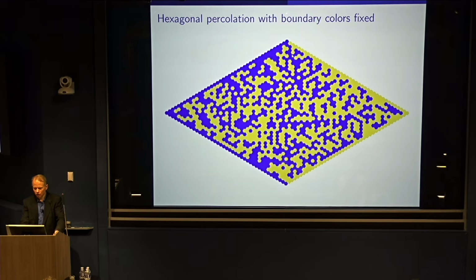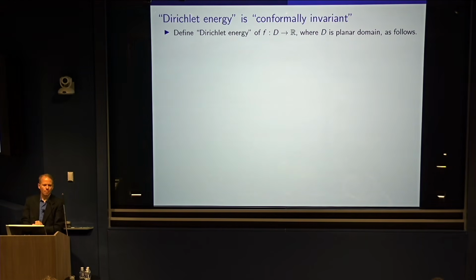Here's a story where they colored the hexagons one of two colors, and they made one boundary all blue, one boundary all yellow. And if you look at it, there's a path that's an interface between these two, a boundary between the yellow and blue that starts down here and goes up here. And mathematicians have worked on understanding the behavior of this path.